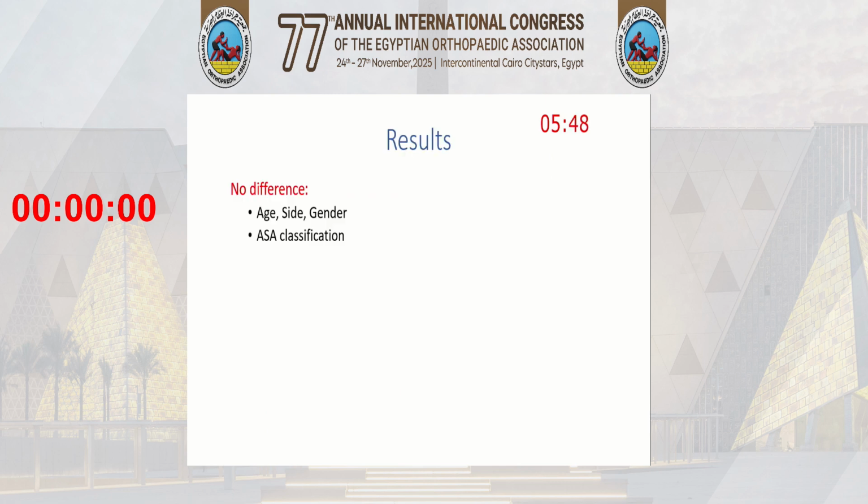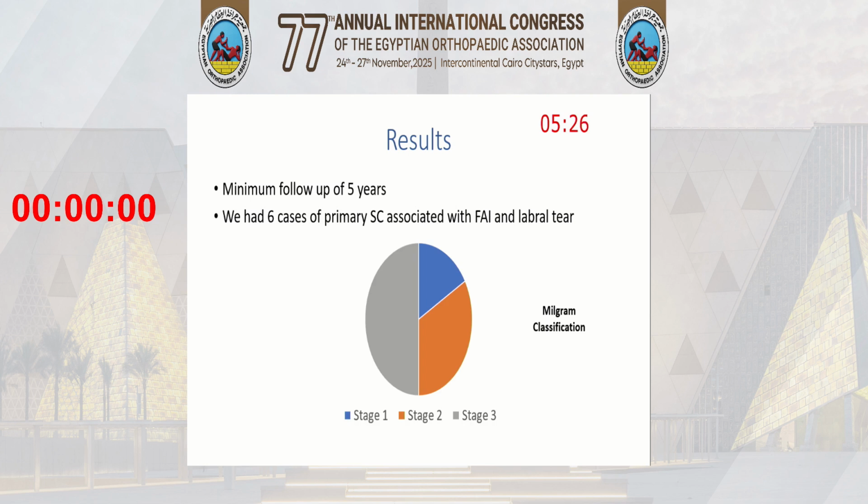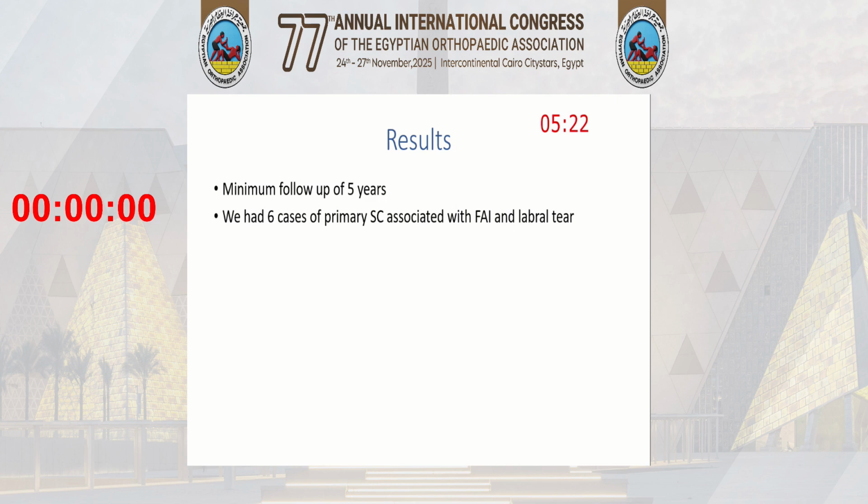said before. And for the results, we had no difference regarding age, size, gender, ASA classification, and no significant difference for surgical time, traction time, procedure performed, and hospital stay. So with the minimum follow-up of 5 years, we had 6 patients of primary synovial chondromatosis, also diagnosed as FAI and labral tear. Milgram stage 3 was in 3 cases, stage 2 in 2 cases, and stage 1 in 1 case.